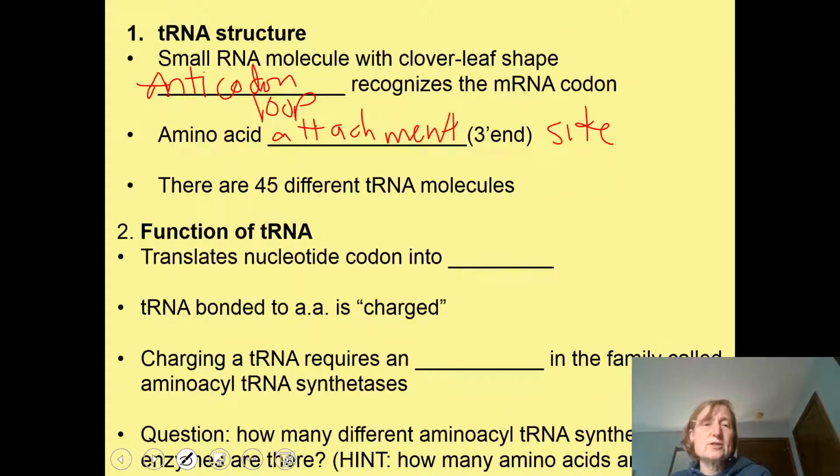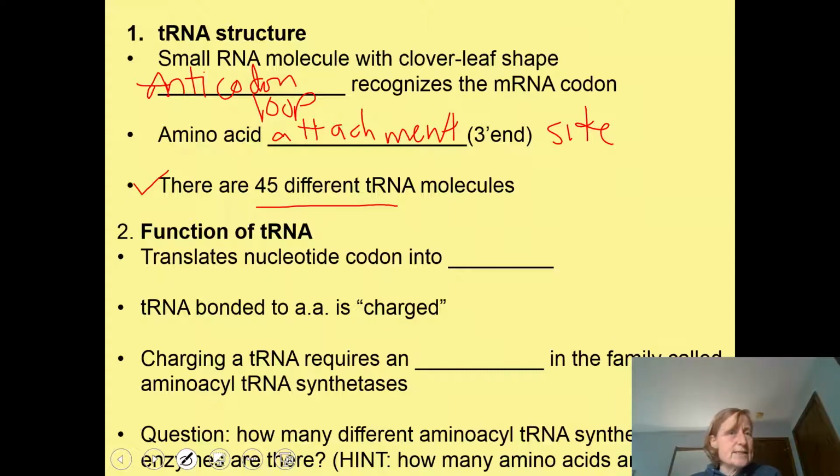Oh, and here it just tells us there are 45 different tRNA molecules. That's interesting. I thought there might be 64 tRNA molecules to correspond to the 64 codons. This is just interesting. We'll have to think about that in a minute.